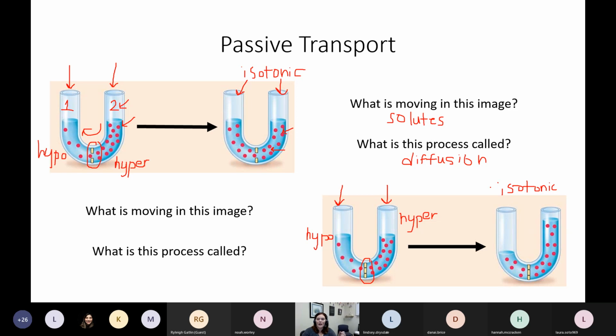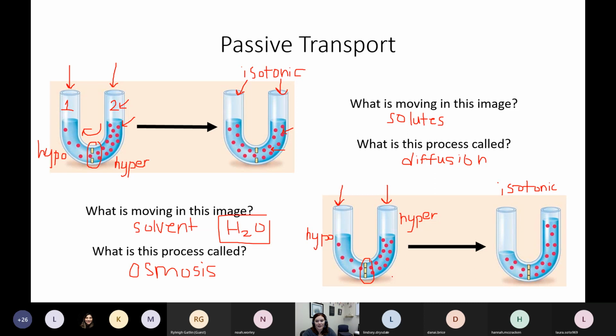The other way, though, that we can end up with an isotonic solution when things are different at the beginning is using a process called osmosis. And when we talk about osmosis, we're not talking about the dissolved things moving anymore. Now we're talking about moving the solvent. That's my technical term for it. But I'll be fully honest with you, in the body, the solvent, the solution that we dissolve things in, is always water. So in osmosis, water moves.